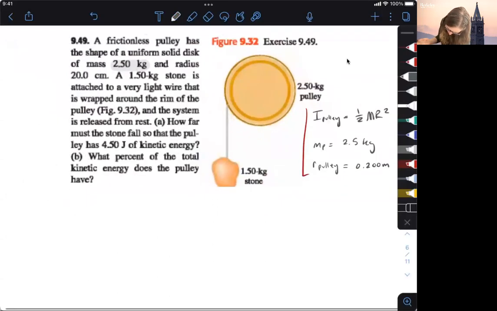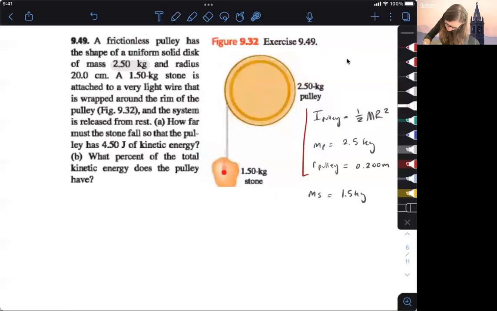Then we have a stone. The mass of the stone is equal to 1.5 kilograms. Then the light wire, so we're not modeling any of the mass of that wire. We'll treat that as a separate thing. It's wrapped around the rim of this pulley and unraveling as the stone moves down. I think that's everything we're given to start with: the two masses, the radius of the pulley, and the I value for the pulley.